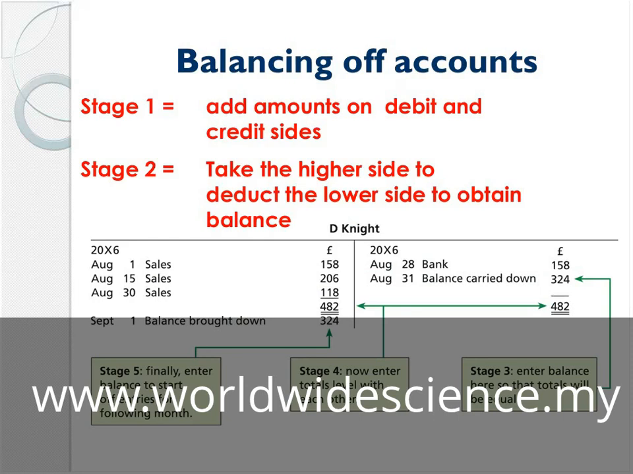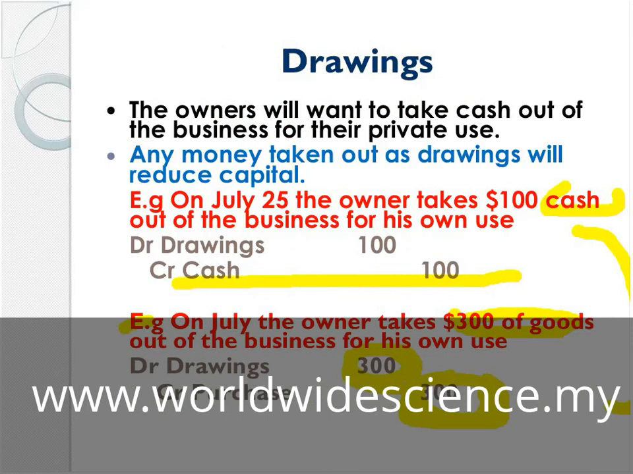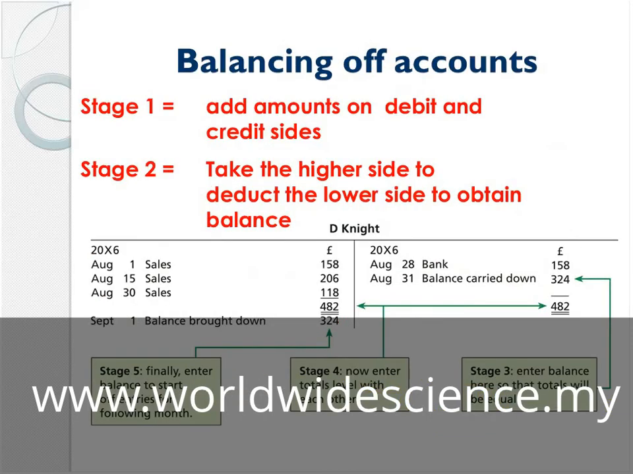And the second stage: take the higher side and deduct the lower side to obtain the balance. And stage number 3 is to enter the balance. We enter the balance here so that the totals will be equal. You see?